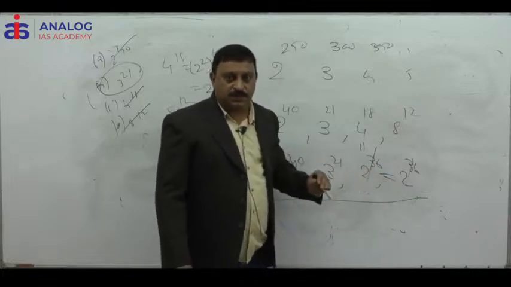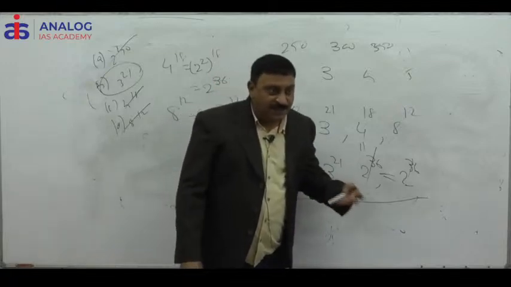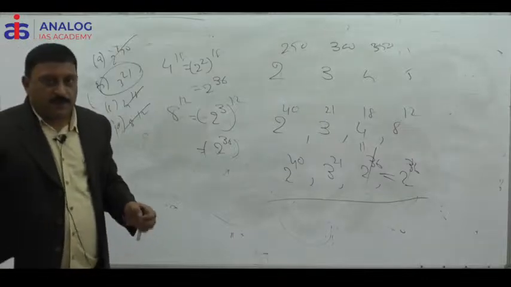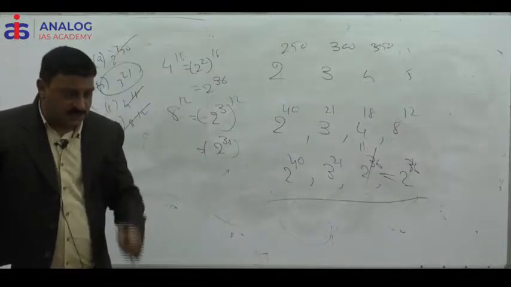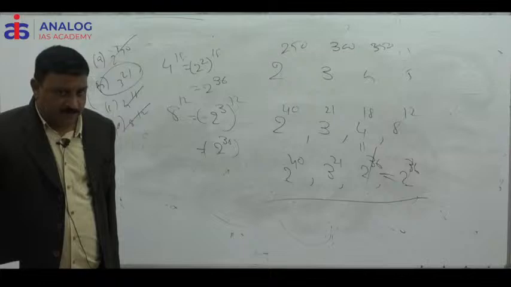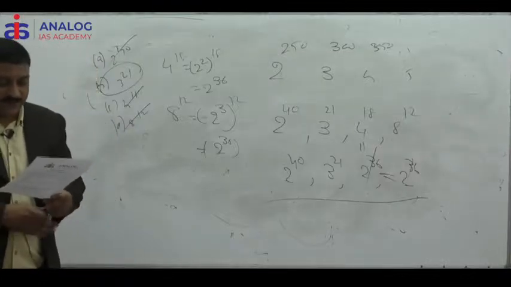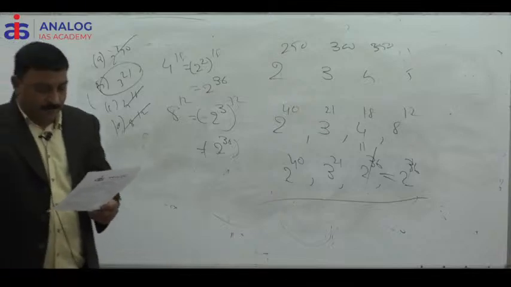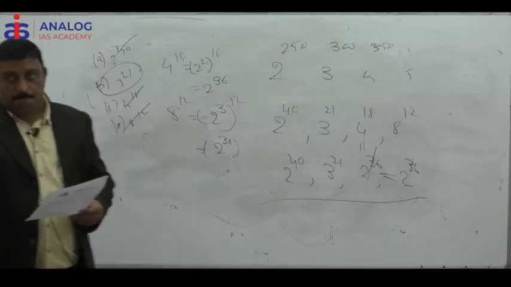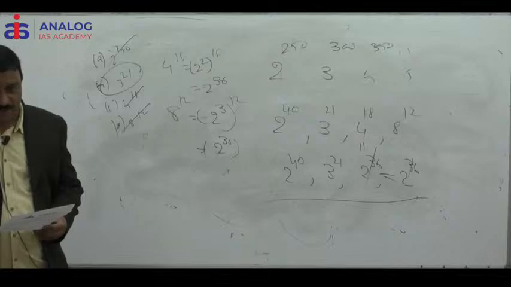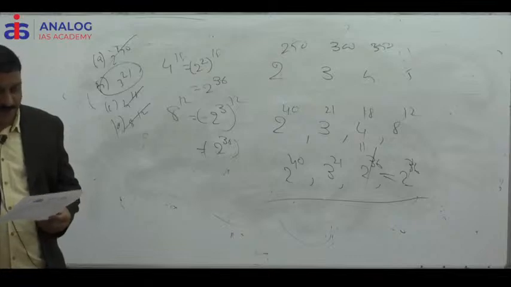Elimination method. See how they design the question. So, very good question. This is what general intelligence or common sense is. Understood the point? In this way. Clear? Understood?